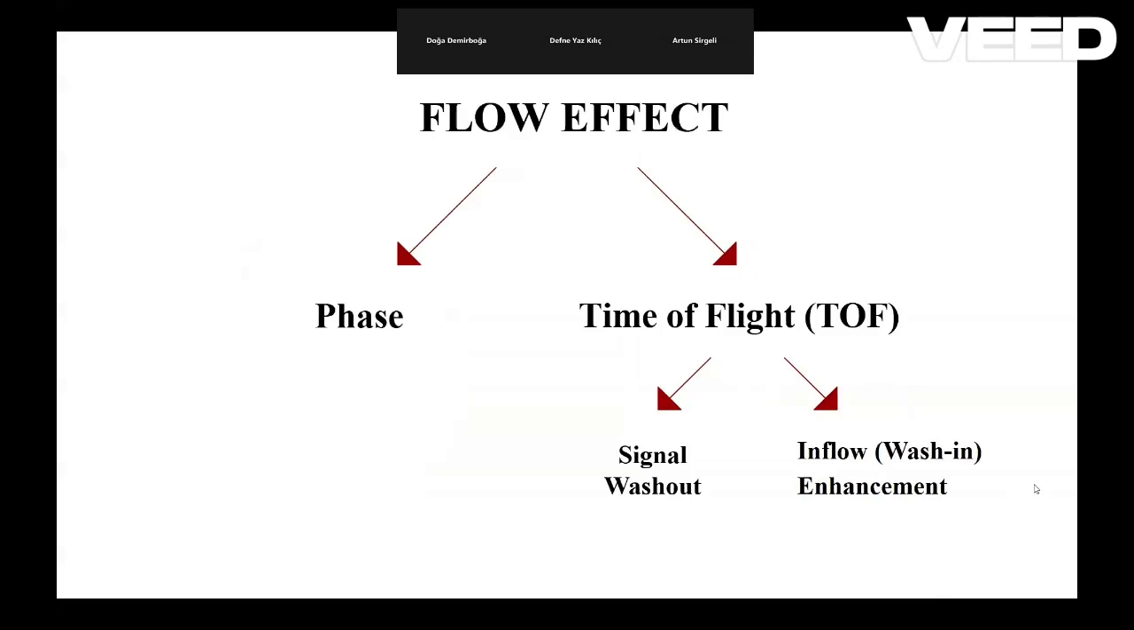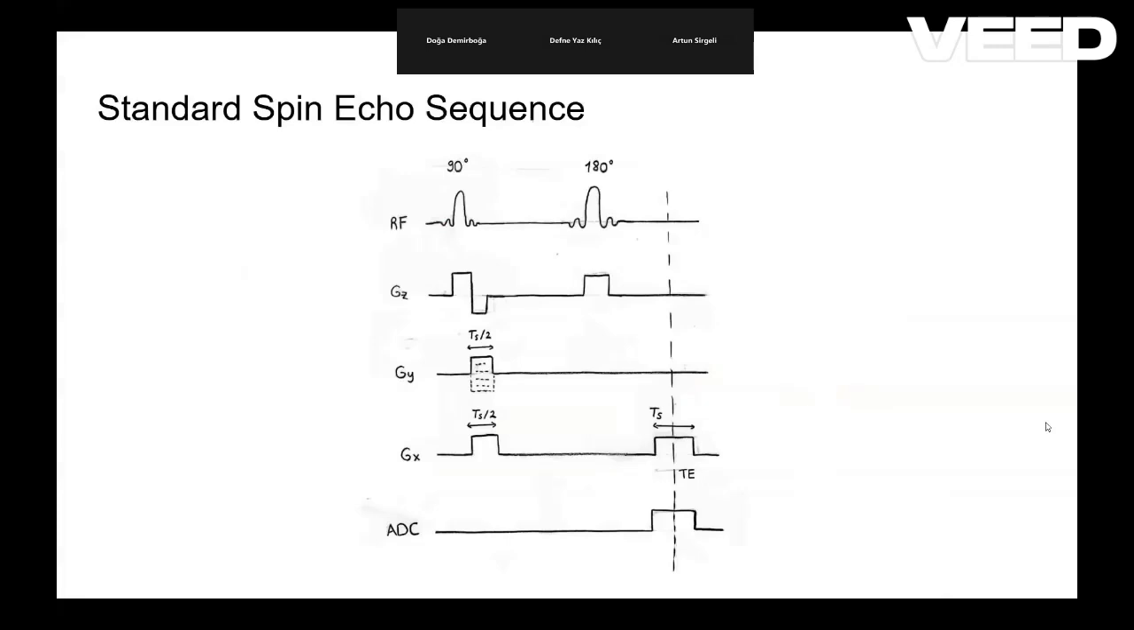So the flow effect can be analyzed under two umbrellas. The one is the phase effects and the second is the time of flight effects. The time of flight effects can be subdivided into signal washout and inflow enhancement as well. So we here have a standard spin echo sequence. That's what we assume in our simulations.